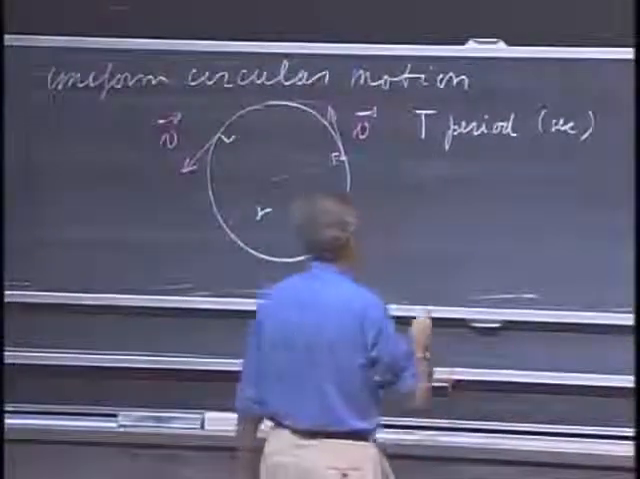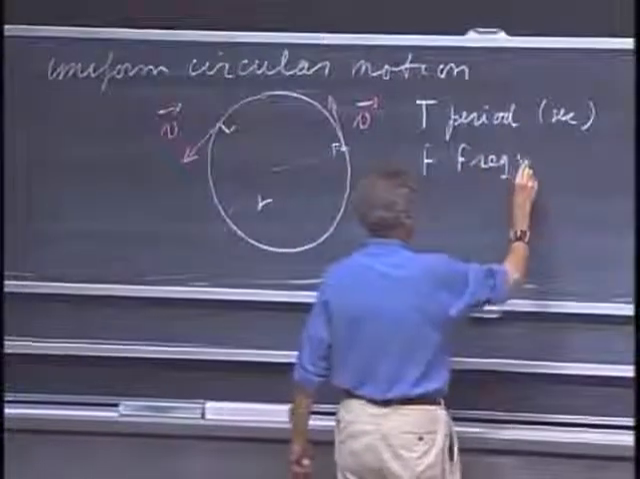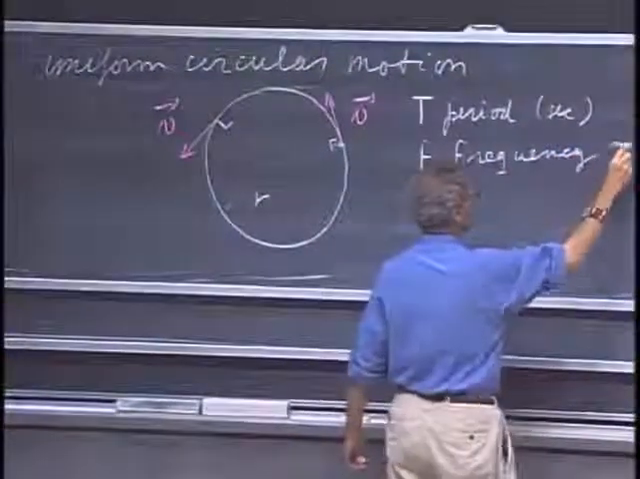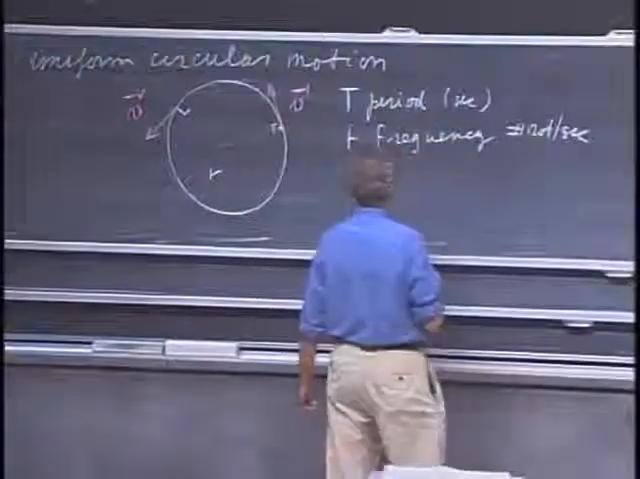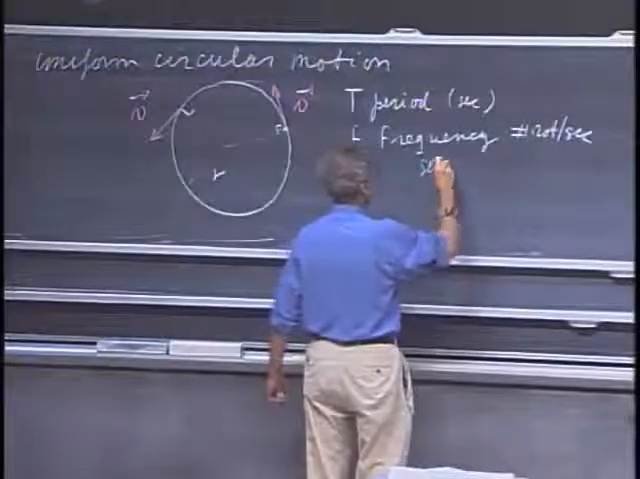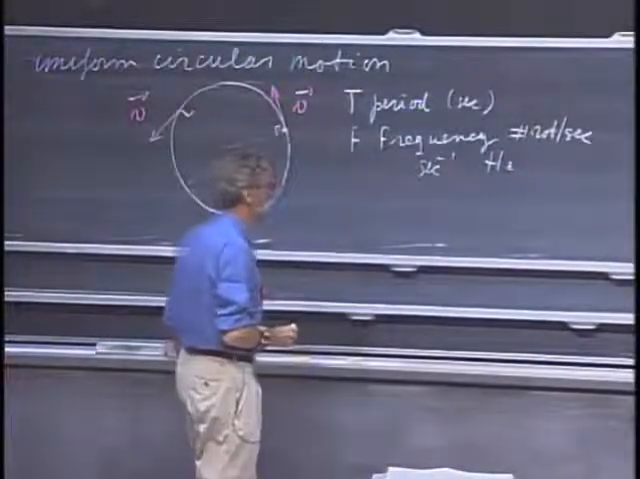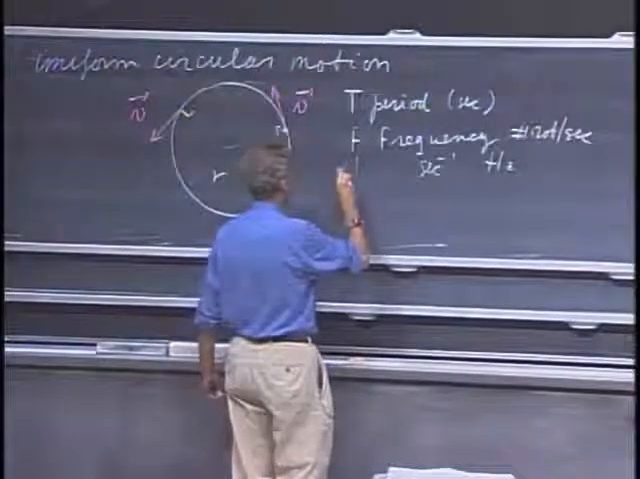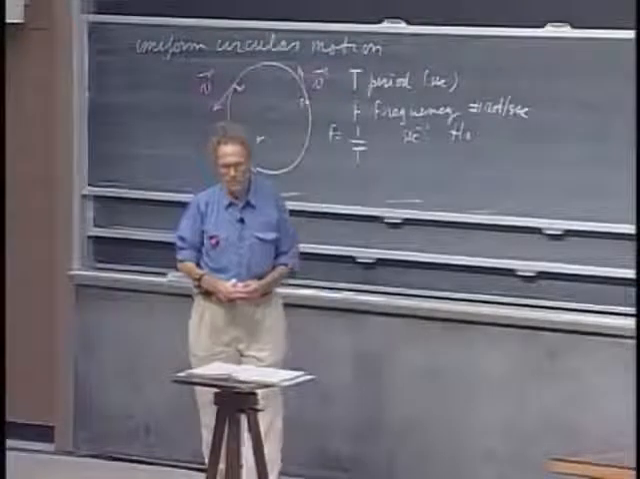We introduce the frequency f, which is the number of rotations per second. And so the units are second to the minus 1, or as most physicists would call it, hertz. And so frequency is 1 divided by T.